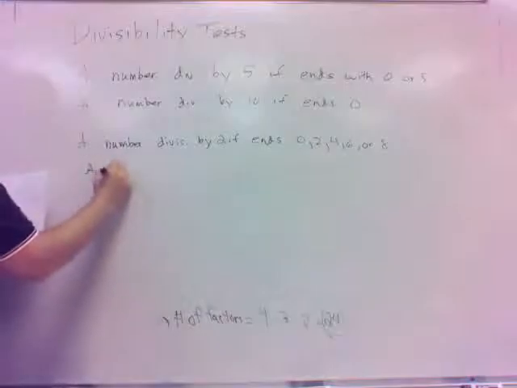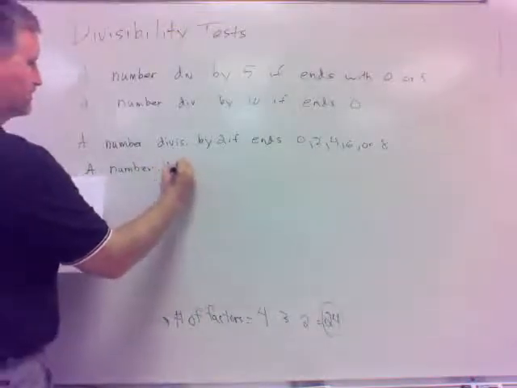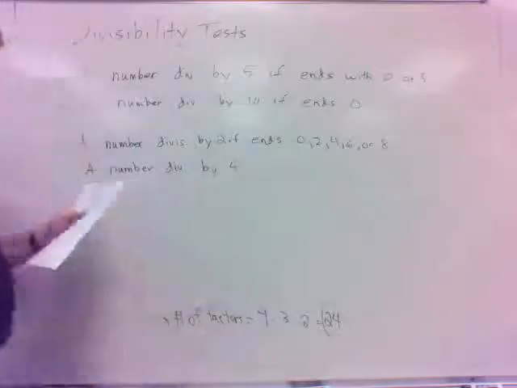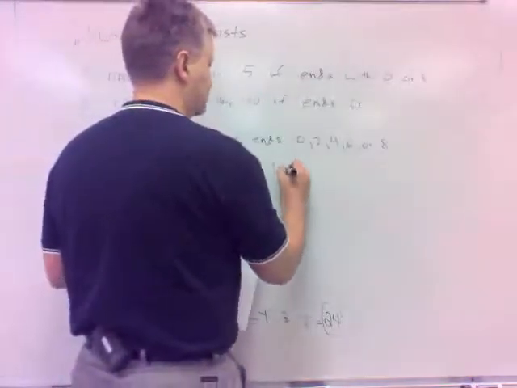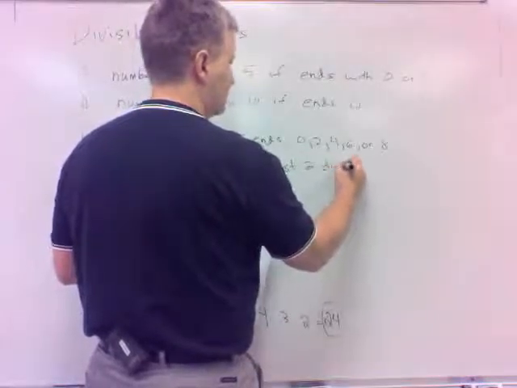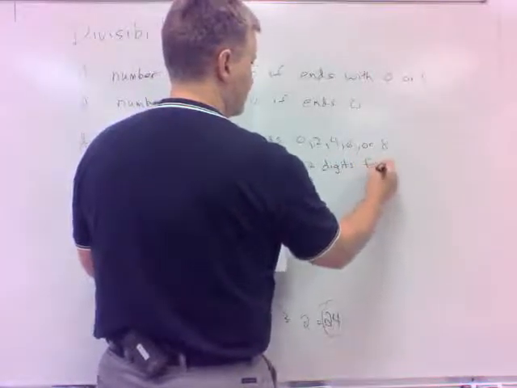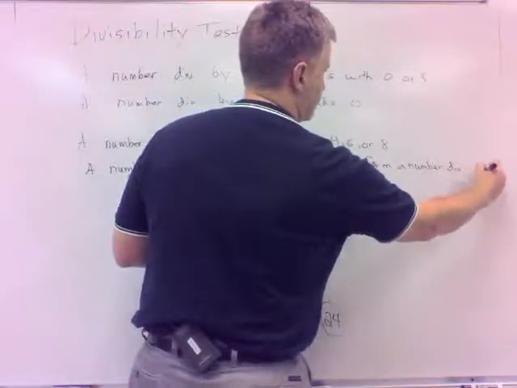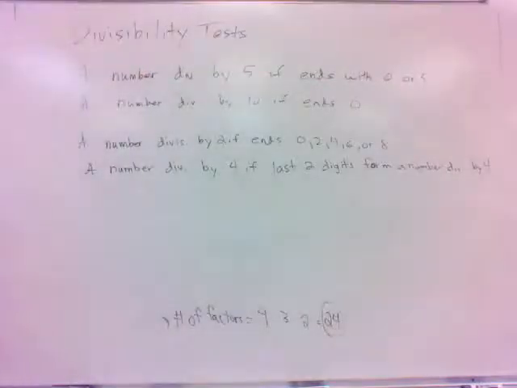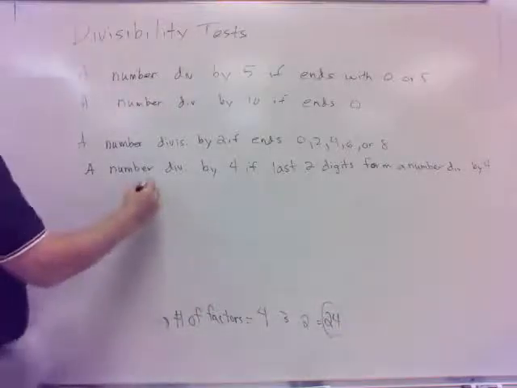Now, I group the next two with that. A number is divisible by 4. Turns out, a number is divisible by 4 if you look at the last two digits. A number is divisible by 4 if the last two digits form a number divisible by 4. For 2, you just look at the last digit. For 4, you look at the last two.